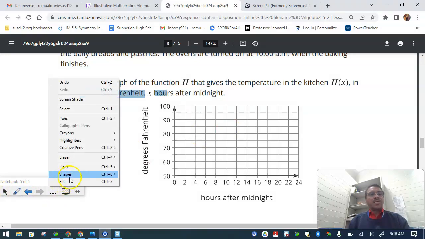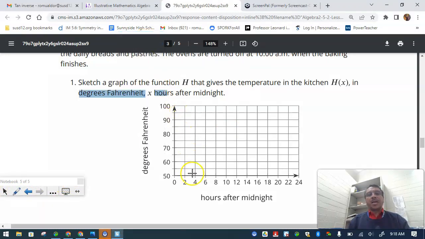So let me do it one more time. I think I made a mistake. The thermostat starts at 5. So in the beginning it was this, 1, 2, 3, 4, and 5. That's where it starts, and then it rises to 85, so till here. Then it's turned off at 10 a.m., so from here it goes till 10 a.m., right here. And then naturally it goes down, maybe this way. So the temperature in the kitchen cools down, and this is how you sketch the graph of h(x).